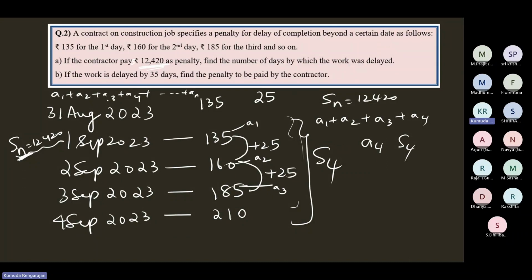The second one is, if the work is delayed by 35 days, then find the penalty to be paid by the contractor. Now tell me, children, for the second one, should we find A35 or S35? The work is delayed by 35 days. Find the penalty to be paid by the contractor.